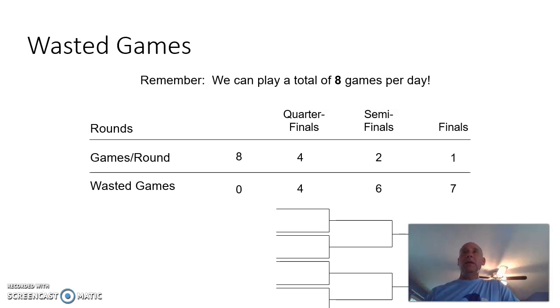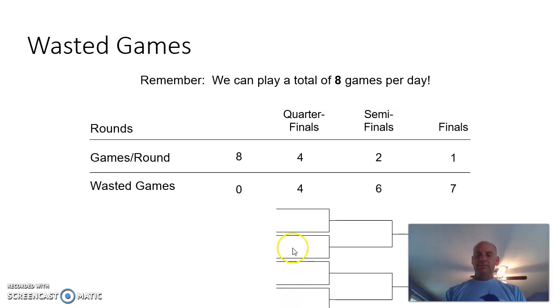We're going to only have 1 game that day, and we're basically going to have the 7 fields sitting empty when we play that 1 game. So that day we're going to have 1 game going on, 7 wasted. Semifinals, this second round here. We have 4 teams playing, but there's only 2 games going on, but we still have 6 other slots available. So we have 2 games, 6 wasted games.